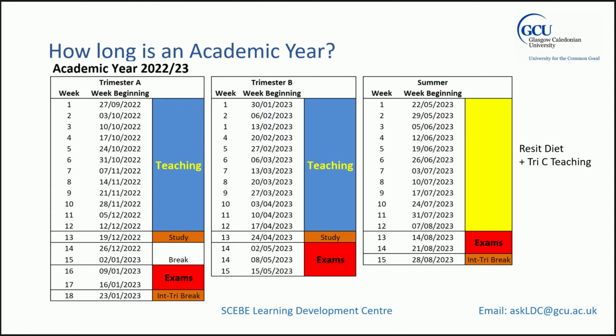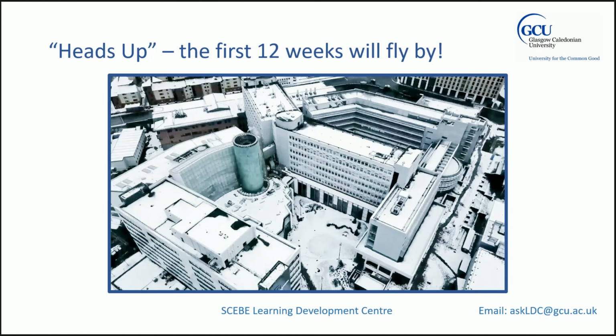For programmes with taught classes during the summer, again they'll be across the 12 weeks, and if there's any formal exams associated with them, they'll take place in the 2 weeks beginning the 14th of August. If you have any resits from trimester A or B, then they will take place during the third trimester. Any resit exams from trimester A and B will take place in the 2 weeks beginning the 14th of August. Any courseworks will typically be submitted during trimester C. Heads up, the first 12 weeks will fly by. Before you know it, it'll be Christmas.